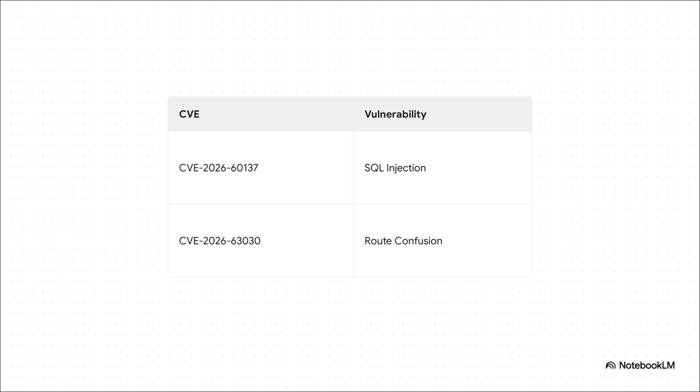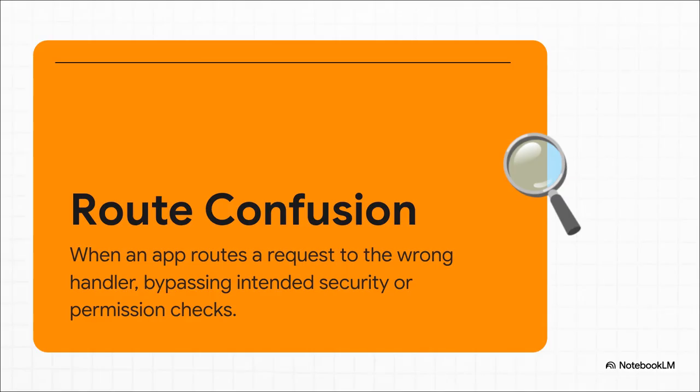On their own, each of these is somewhat bounded, but when you chain them together like dominoes, an attacker can use that route confusion to completely sneak past permission checks, trigger the SQL injection, and escalate the whole thing into full remote code execution. Now, to really grasp how this happens, we have to define what route confusion actually is. It's basically a vulnerability where an application routes a request to the completely wrong handler, bypassing any intended security or permission checks along the way.